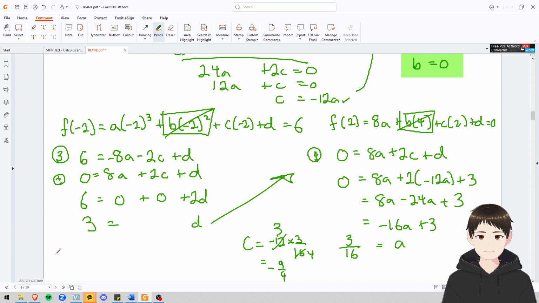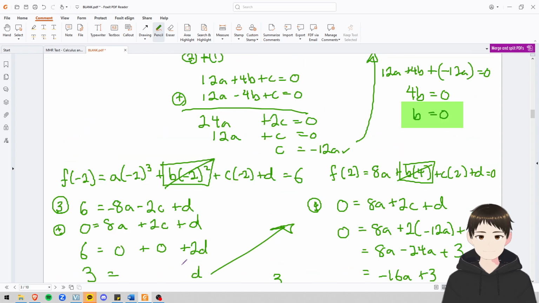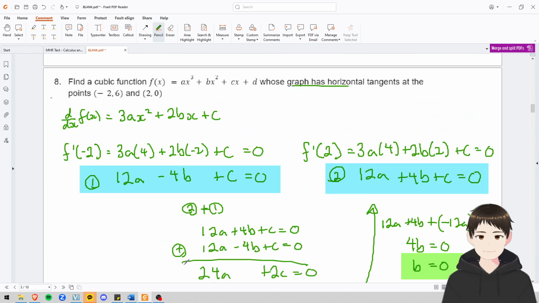That's it. So here's my function. f of x is equal to 3 over 16 x cubed plus 0 b x minus 9 over 4 x plus 3. Wild, huh? But still doable. And all thanks to this thing called a derivative.